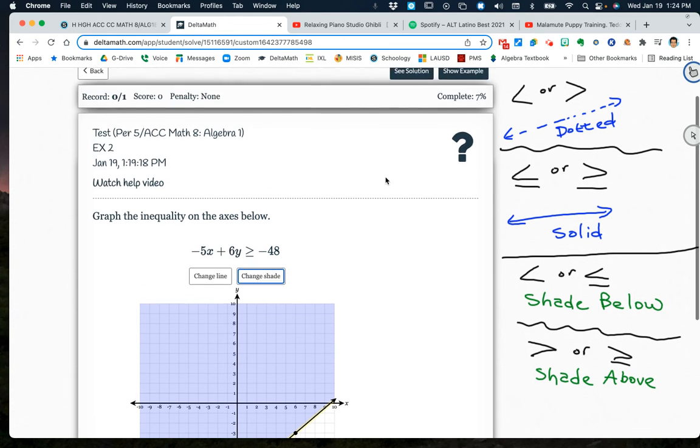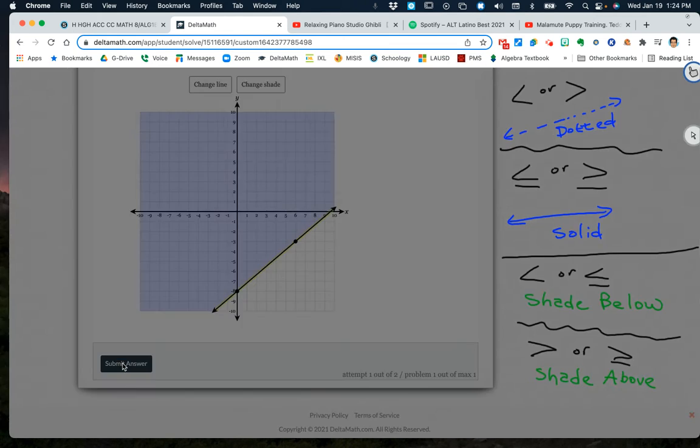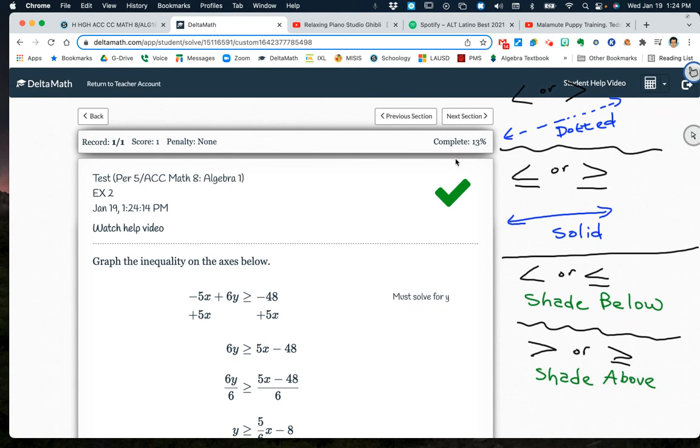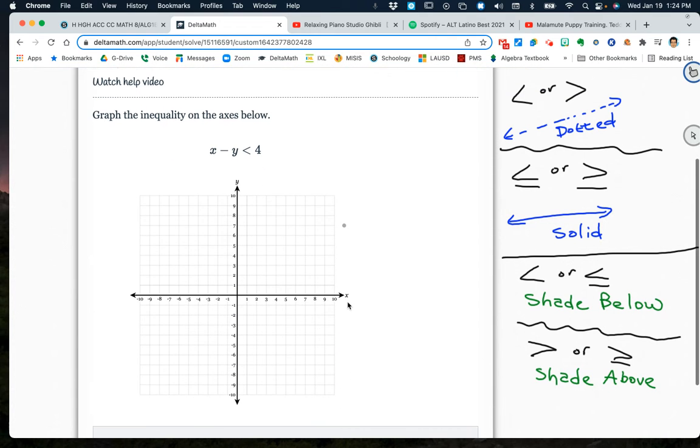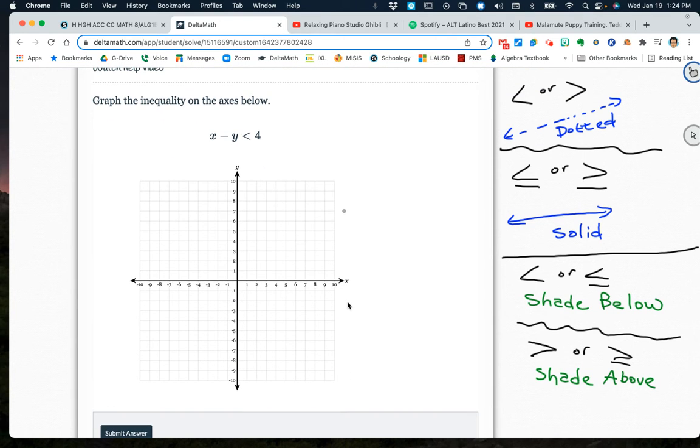Okay, let's try this out. We haven't submitted it. Okay. So let's continue. Let's do this one. We got x minus y less than 4. Let's move this x over. So this becomes negative y less than negative x plus 4. Remember the 4 stays positive, so you got to put a plus 4 there.